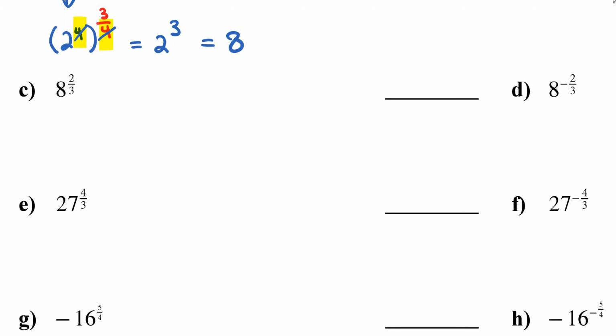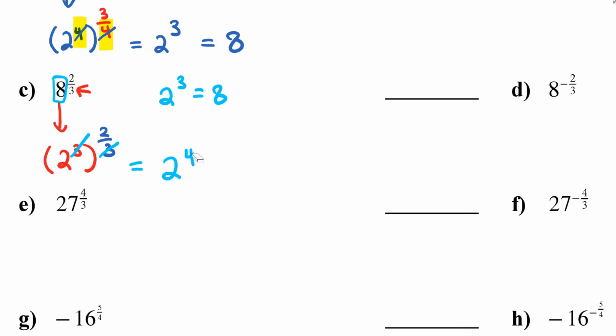Letter C now. So the bottom number here is a 3. You want to write the base, this 8, as a power of 3. I know that 2 to the power 3 is equal to 8, so I can now write this 8 as 2 to the power 3, and then this other 2/3 will just tag along. You'll notice that this 3 and that 3 will cancel off, and you're left with 2 to the power 2. Sorry, not 4, 2 to the power 2. And 2 to the power 2 is going to be 4, so letter C is going to be 4.